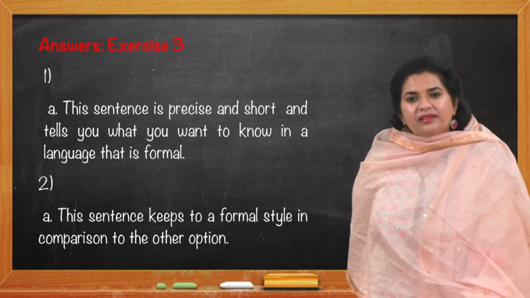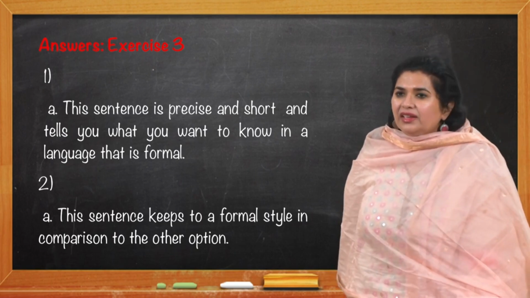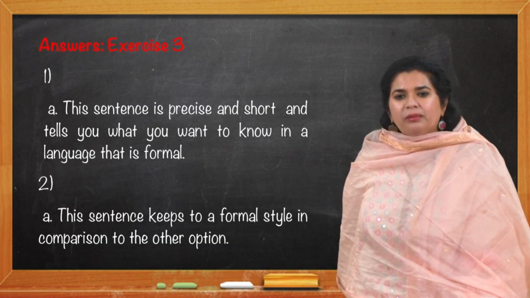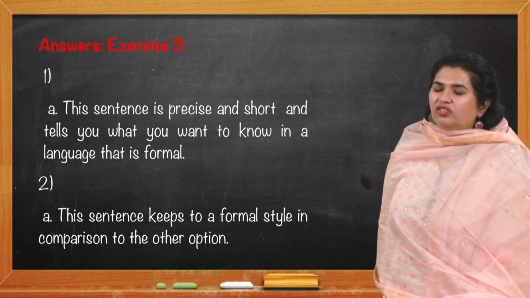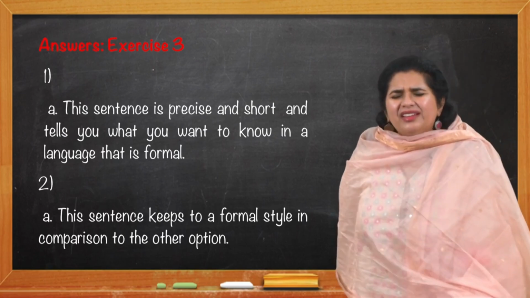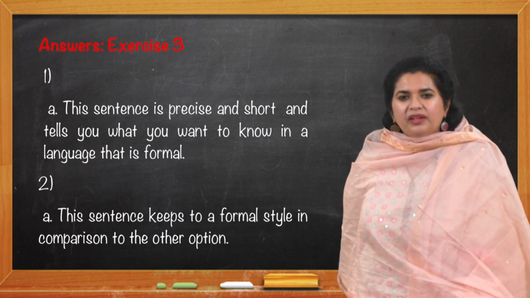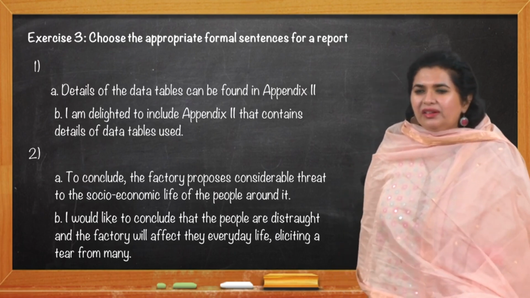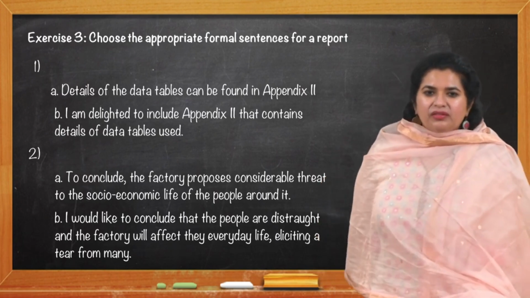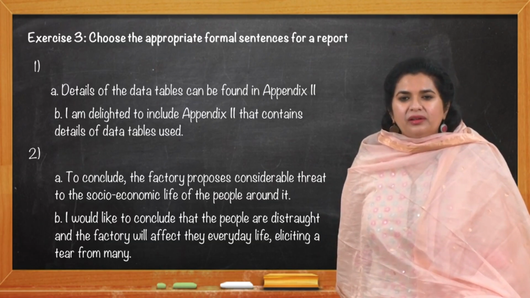Here you are given the answer. The sentence is precise and short and tells you what you want to know in a language that is formal. And second, again A. This sentence keeps to a formal style in comparison to option B. We do not want to say that people are distraught, and that if there is any change, there will be many a tear from the people. No, we do not want these things. What is enough? Let us go back to the previous one. The factory poses considerable threat to the socio-economic life of the people around it. This is more than enough. People are distraught, factory will affect their everyday life, eliciting a tear from many. This is not what we are looking for.